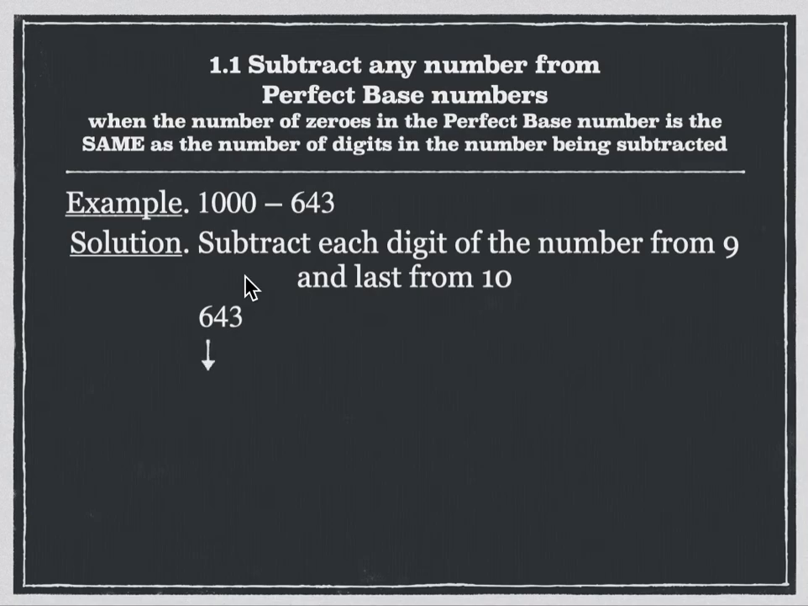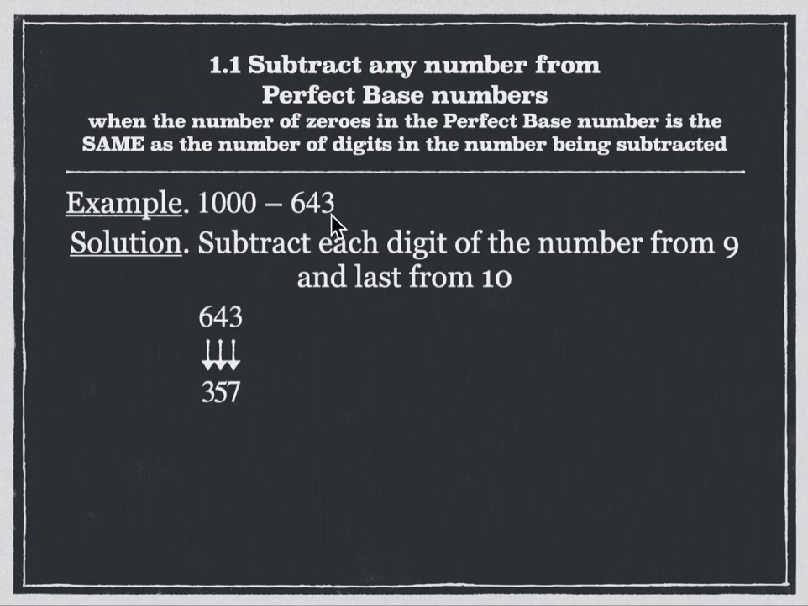When we do that, we subtract 6 from 9. What will be the answer? That would be 3. When we subtract 4 from 9, that would be 5. Since 3 is the last digit, we will subtract it from 10. So 10 minus 3 is going to give us 7. And that's our answer. Actually, that's our answer already.